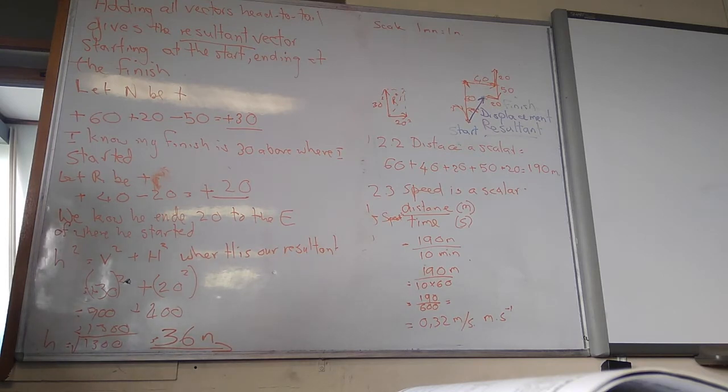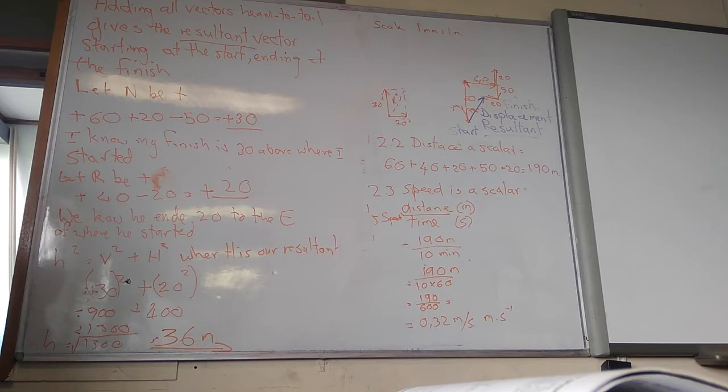Okay, so for your 4 marks, what was the resultant displacement? 36 meters. Now write it in here. Now calculate the magnitude of the pirate's average velocity.